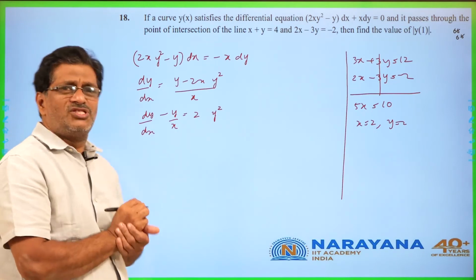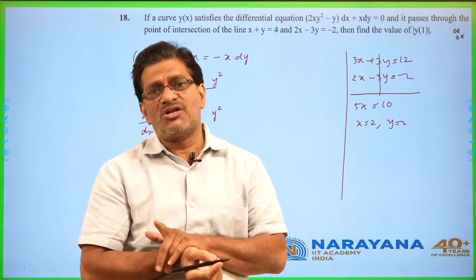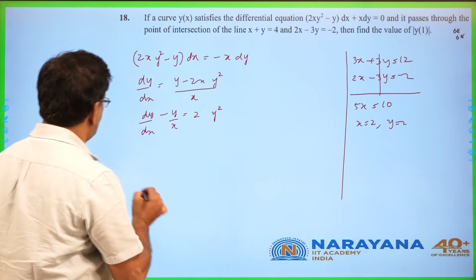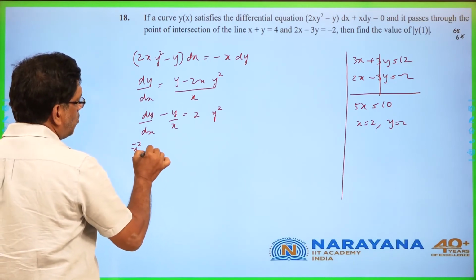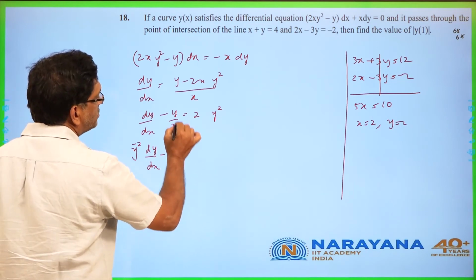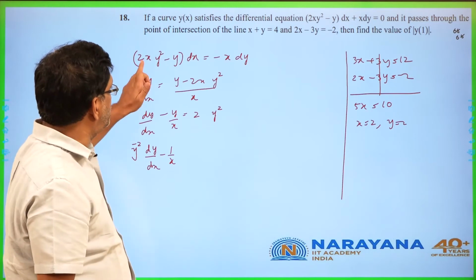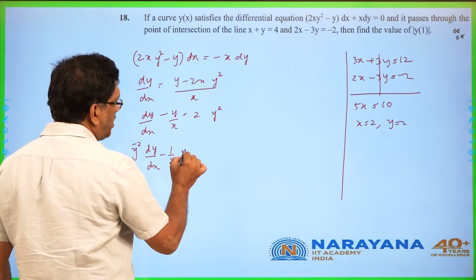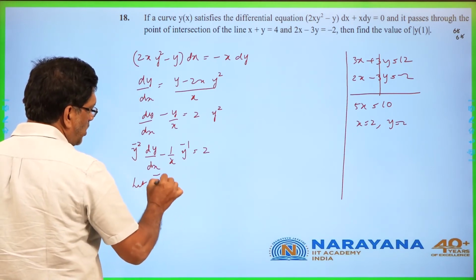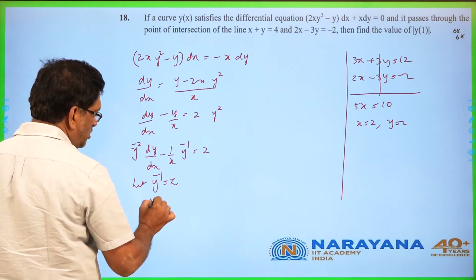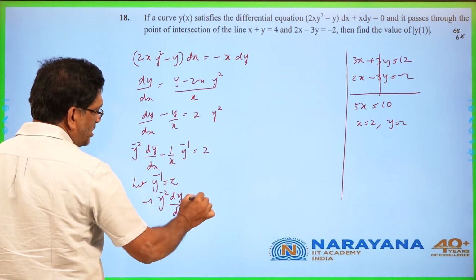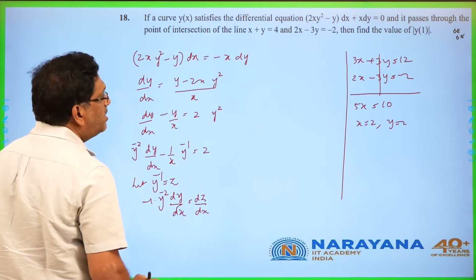Right? But see, right side y or function of y is given. It is a Bernoulli's differential equation. You have to divide by y square. We know that it is y power minus 2 dy by dx minus 1 by x, right? Minus 1 by x. I just cancelled here. Right? y power minus 1 is equal to 2. So let us take y power minus 1 equals to z, minus 1 into y power minus 2 dy by dx is dz by dx.